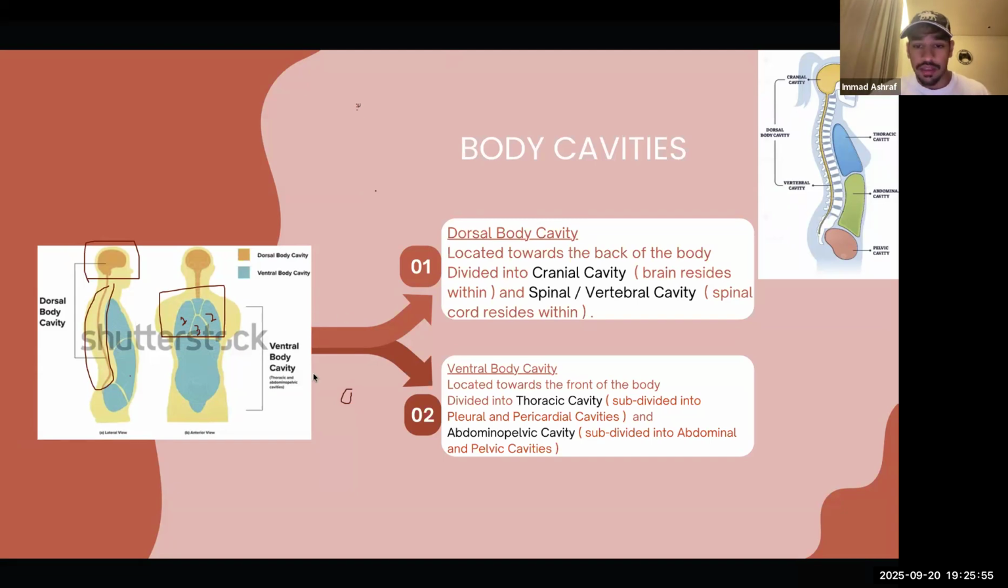Okay, so then you have the abdominal pelvic cavity, which is the second part of the ventral body cavity. Now, this is subdivided into abdominal cavity and pelvic cavity. So the abdominal cavity has the stomach, it has the pancreas, it has the liver, okay, and other small organs, maybe the spleen, some of it, but mainly the stomach, the liver, and the pancreas, right? These are in the abdominal cavity. So the abdominal cavity is this part right here, abdominal, right?